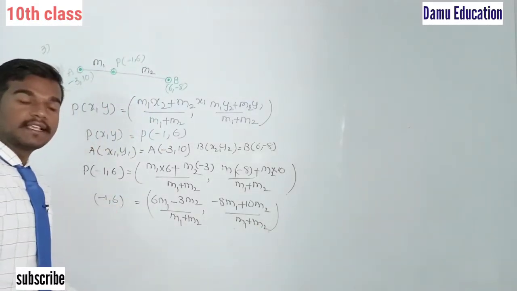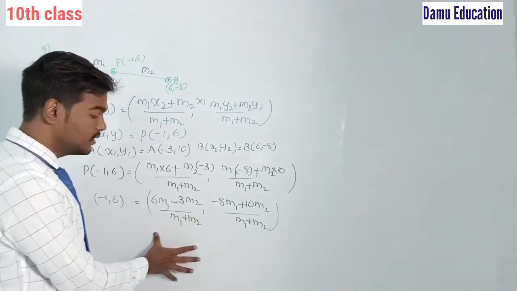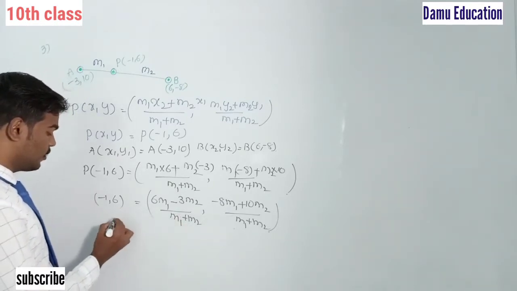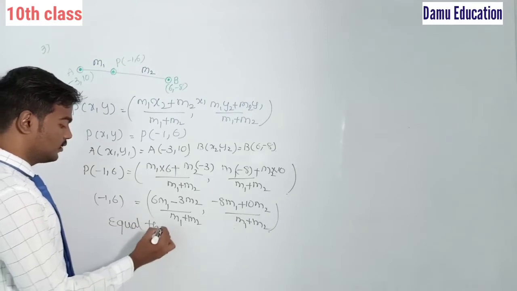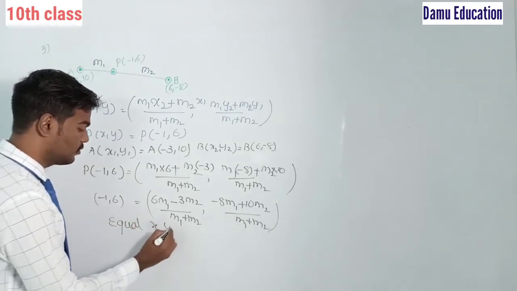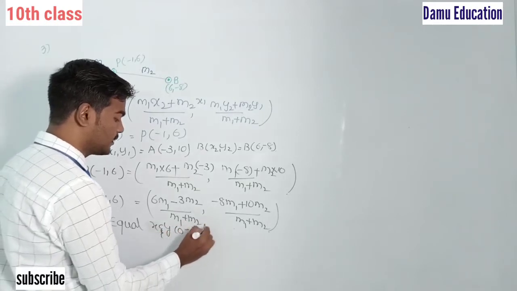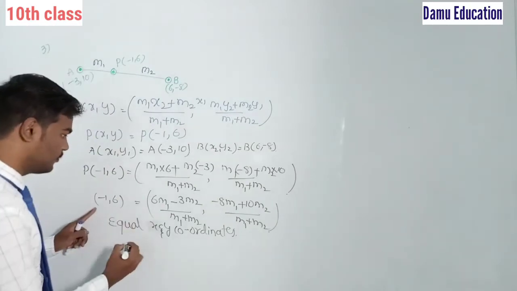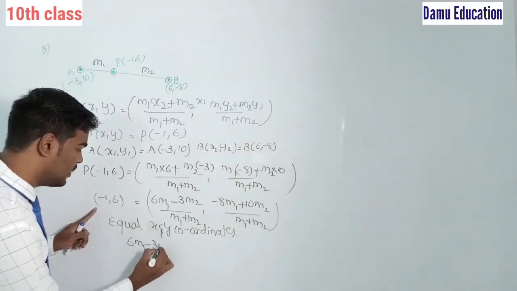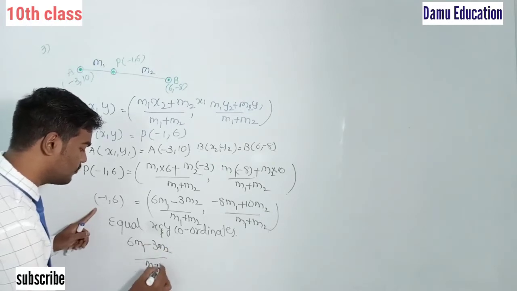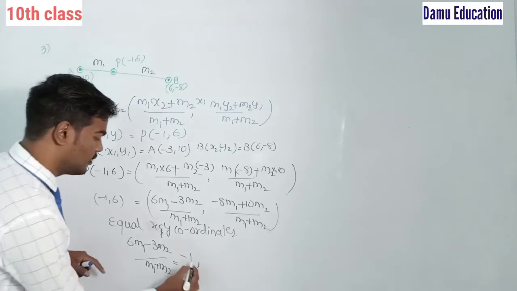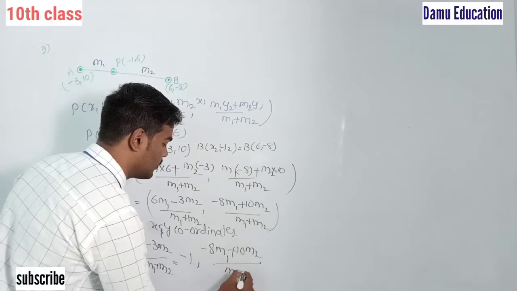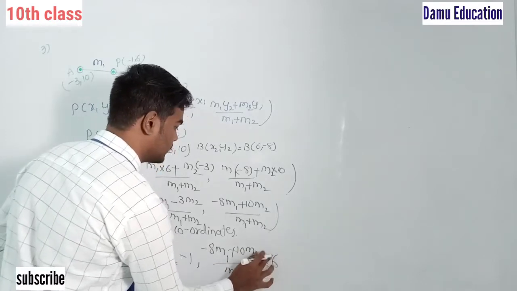Let's compare the x and y coordinates. So x is nothing but 6 m1 minus 3 m2 whole divided by m1 plus m2, which will be equal to minus 1. And minus 8 m1 plus 10 m2 whole divided by m1 plus m2 will be equal to 6.